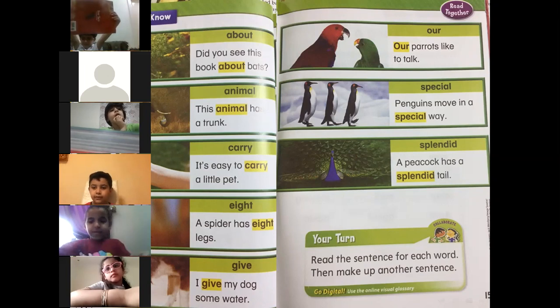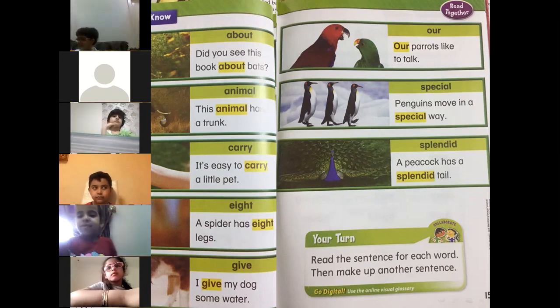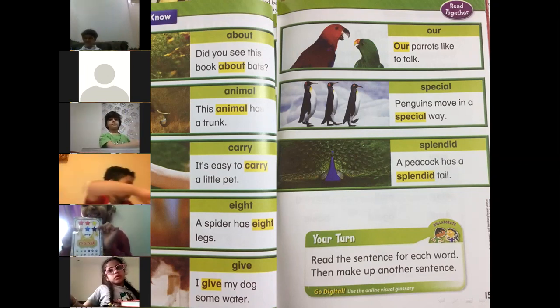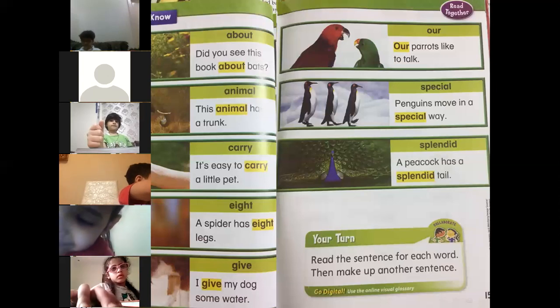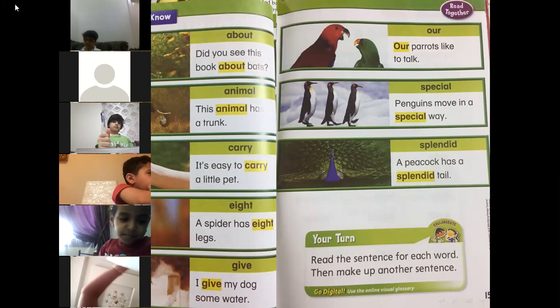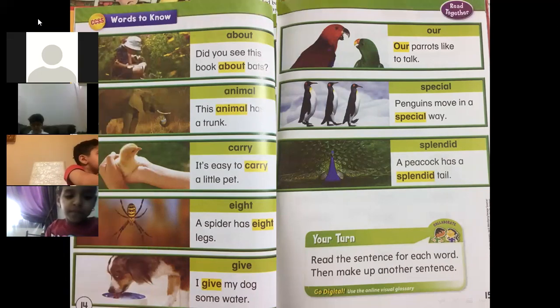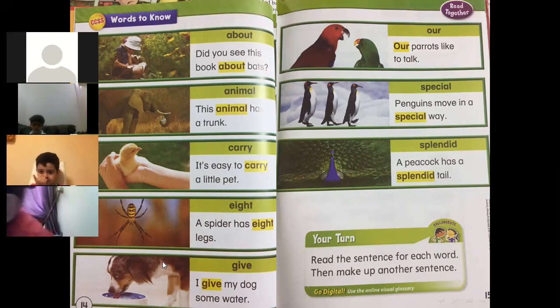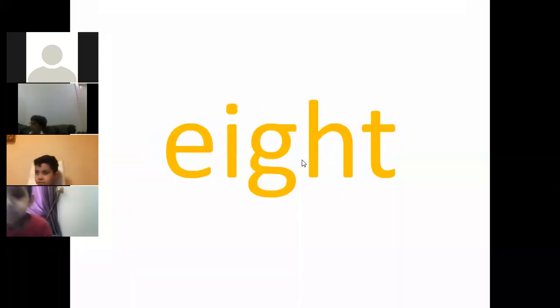Khalid, he gave me his book. Thank you, Khalid. Thank you, Ratil. She gave me her copy book. Oh, very nice stickers. Yes, give: to give something to someone. Eileen, turn on your cam, please. Okay, give. I give my dog some water. If we have a pet, we should give it water and food, right? I give my dog some water.